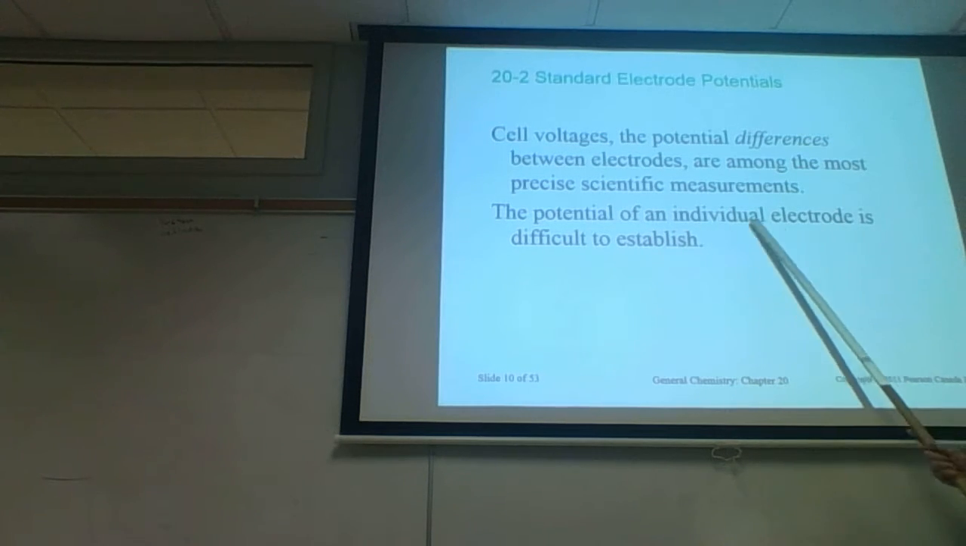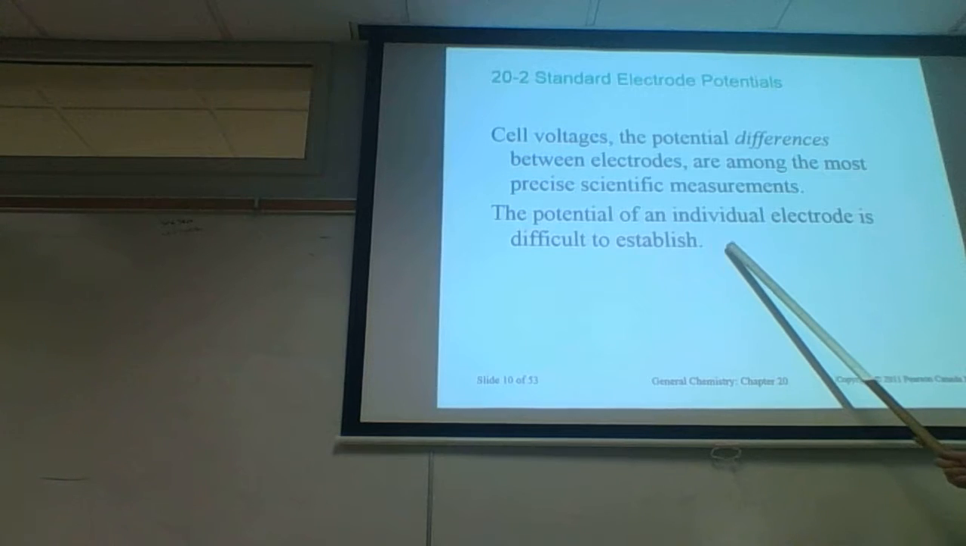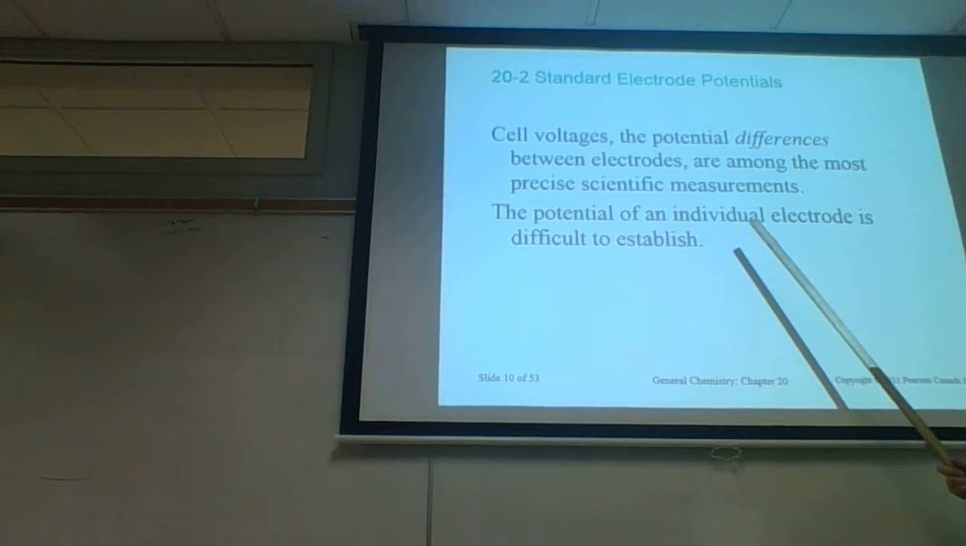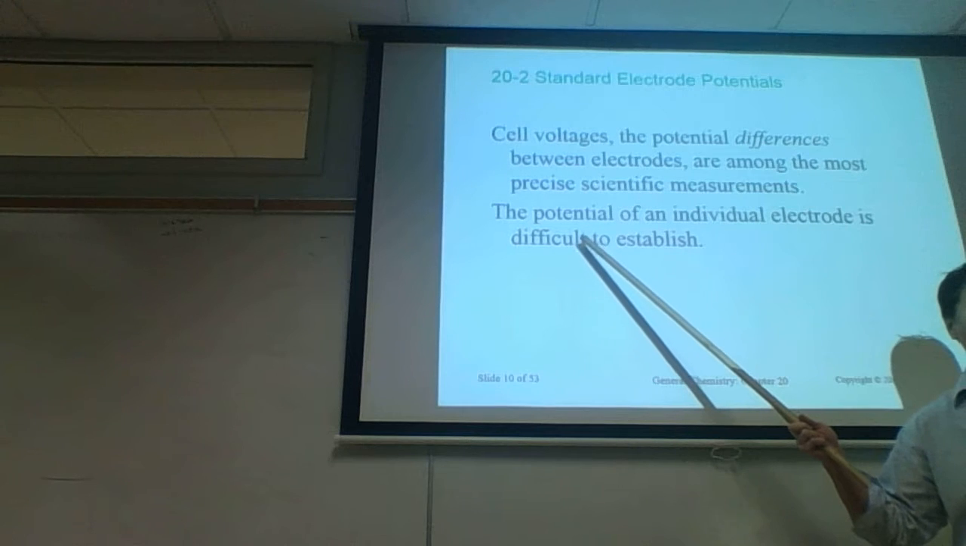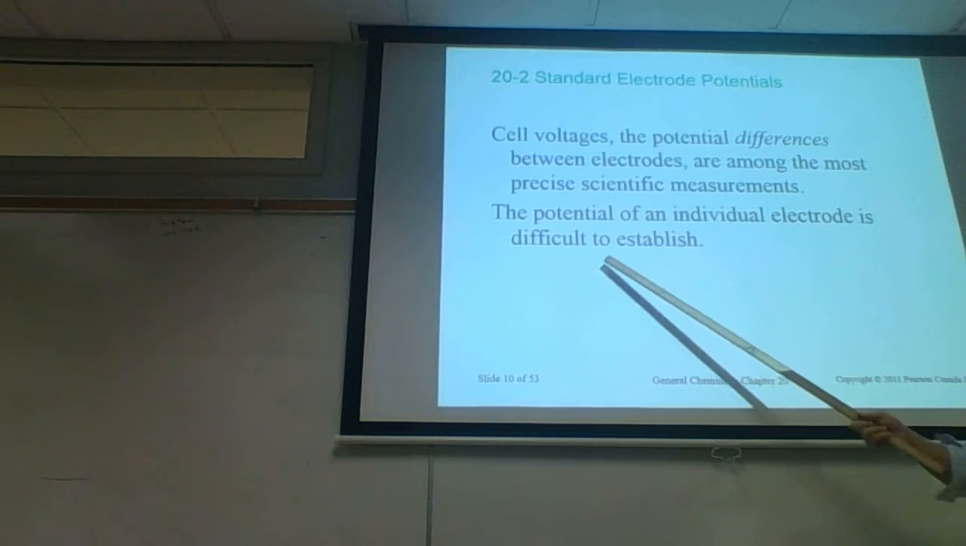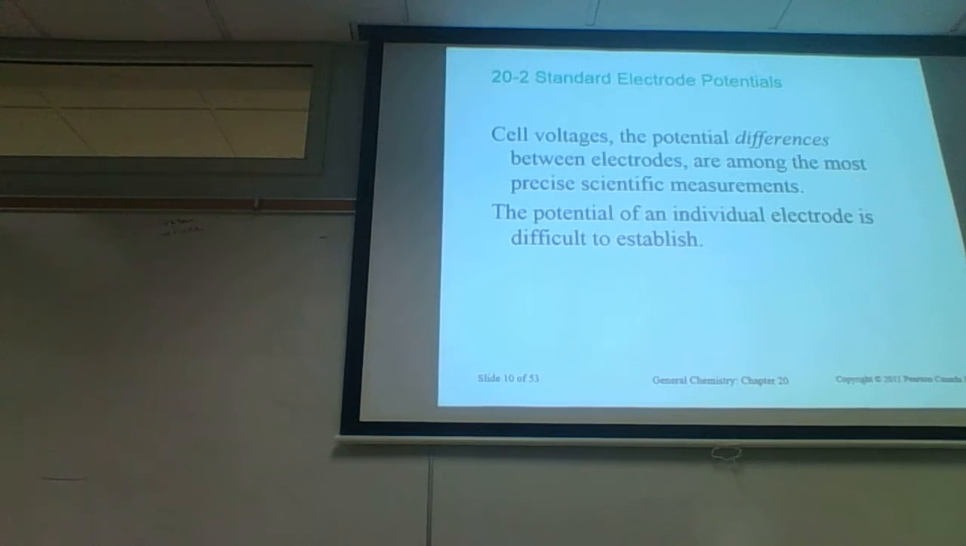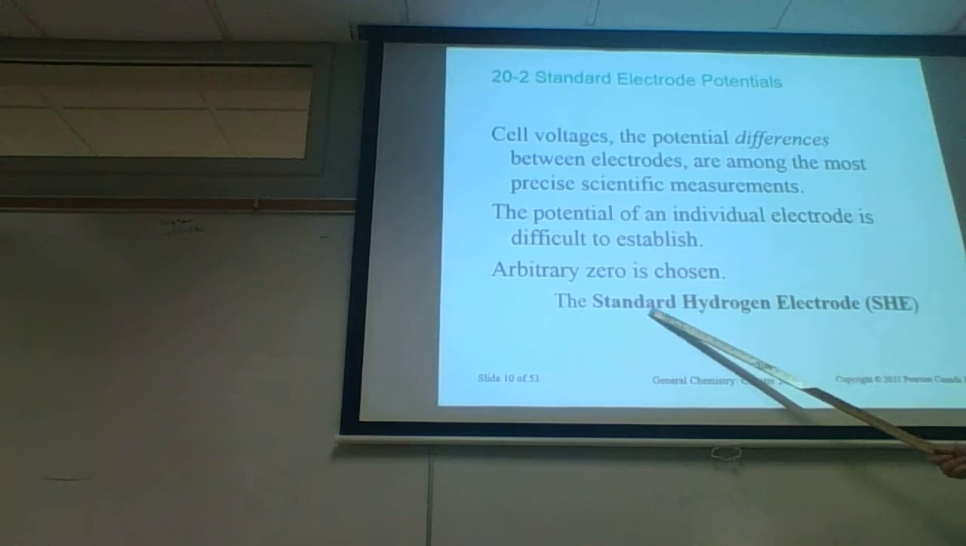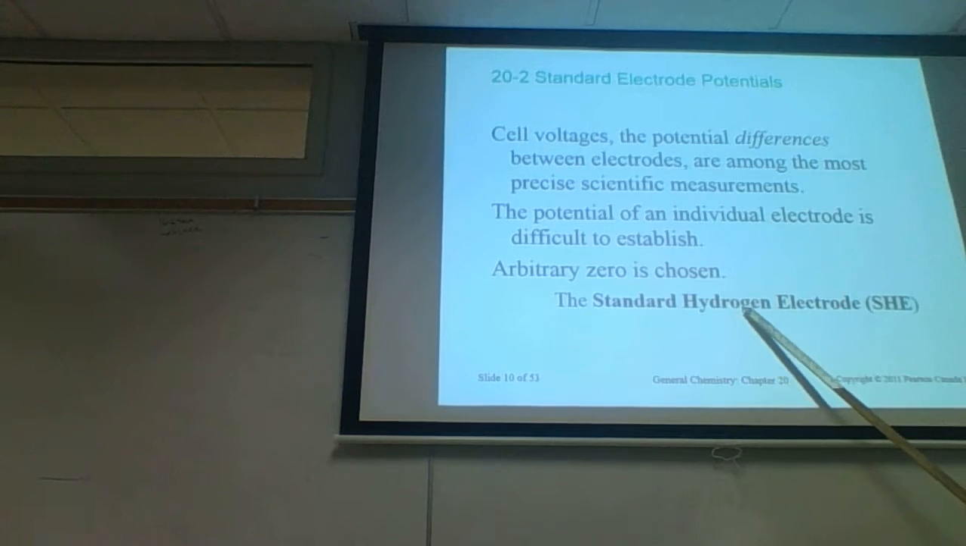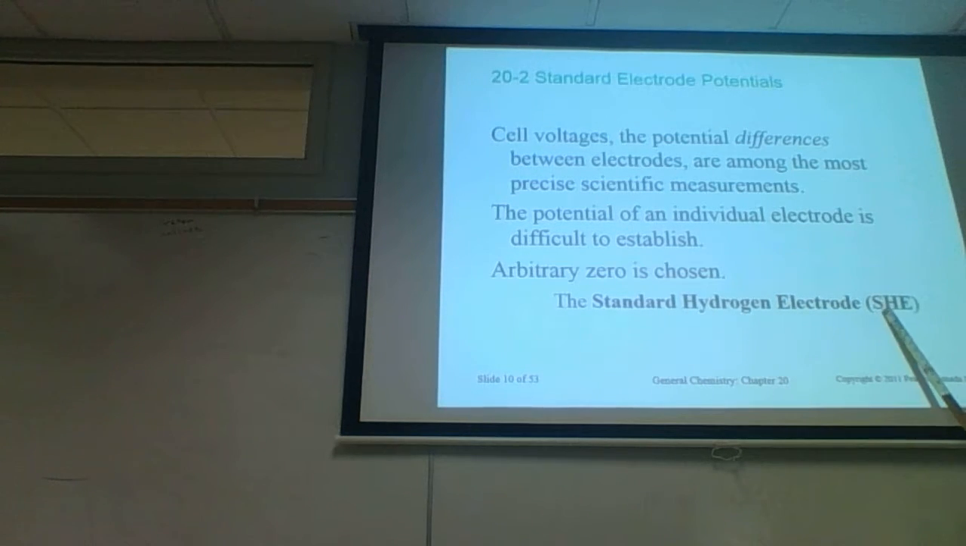The potential of an individual electrode is impossible to establish because we run into the difficulty of 2 unknowns. I mean, we could estimate it using quantum mechanics, right? But that's not so easy. And so maybe not impossible, but extremely difficult to establish with any sort of accuracy. So an arbitrary 0 is chosen, and what's our standard arbitrary 0? Hydrogen. And not just H plus in this case, it's going to be the standard hydrogen electrode, and we're going to see it's going to be both H plus and H2 in this case, or the SHE.